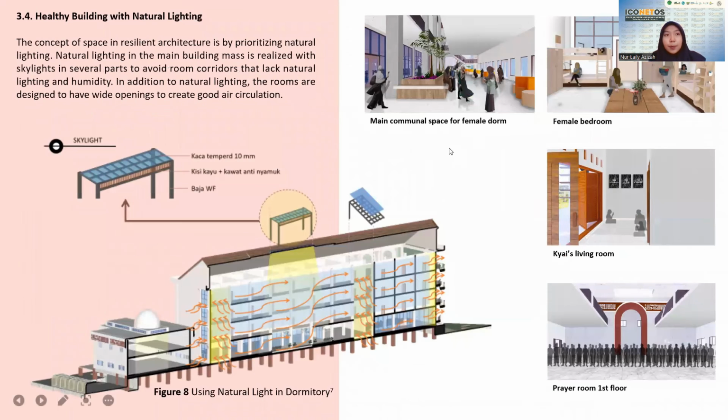The last point is healthy building with natural lighting. Natural lighting in the main building mass is applied with skylights in several parts to avoid room corridors that lack natural lighting and have humidity. In addition to natural lighting, the rooms are designed to have wide openings to create good air circulation.